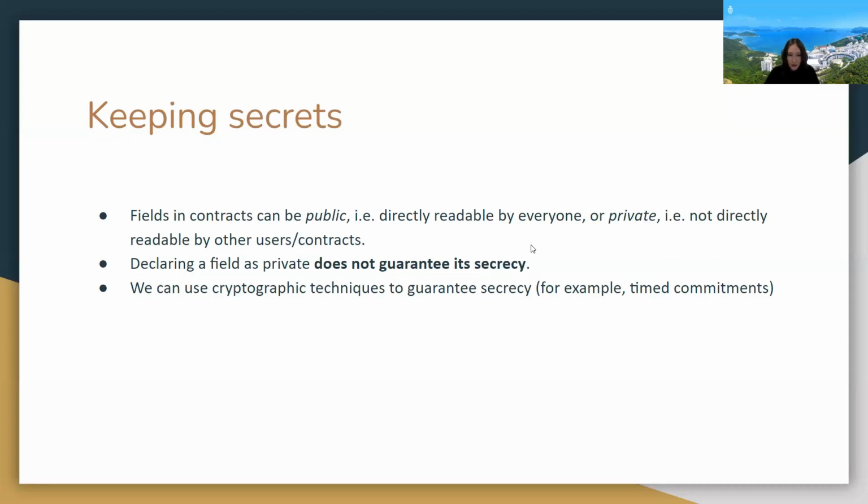And to guarantee secrecy, we should use some other cryptographic techniques such as timed commitments. So for example, even in the rock, paper, scissors game, you need to hide your value. You cannot just declare it as private, but you need to use some commit-reveal schemes.